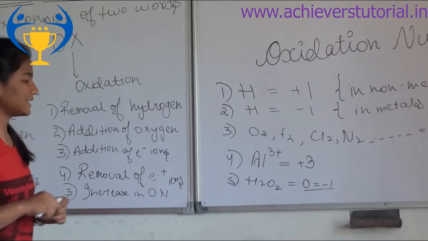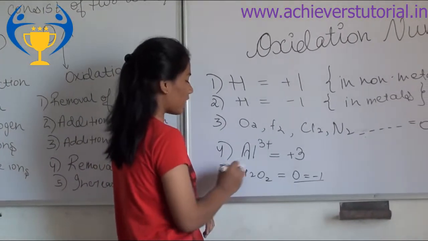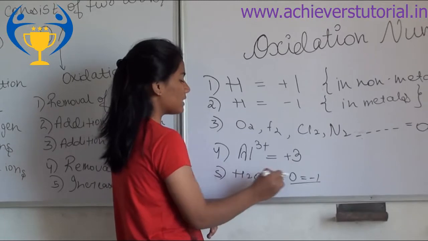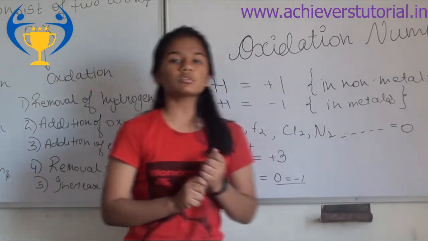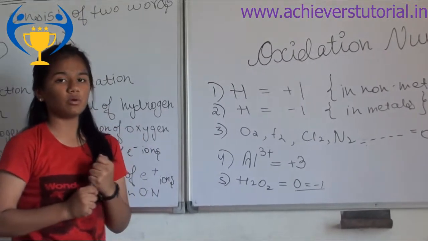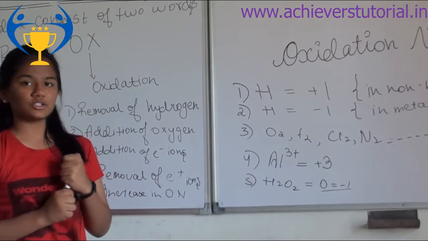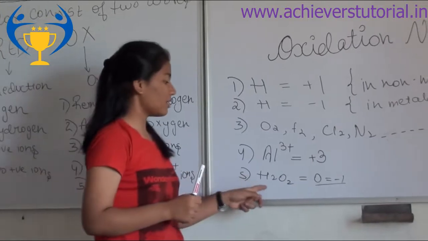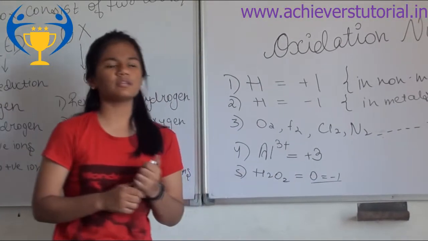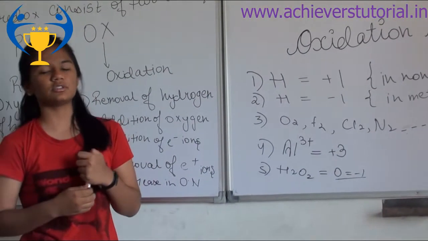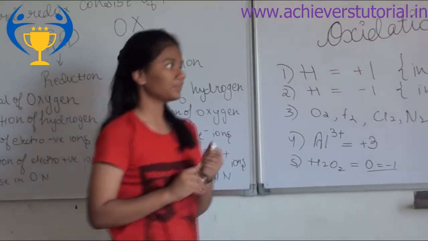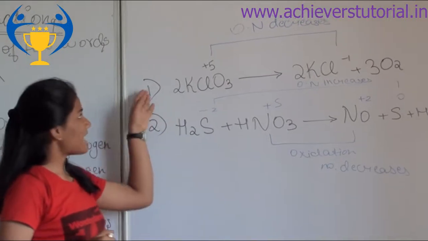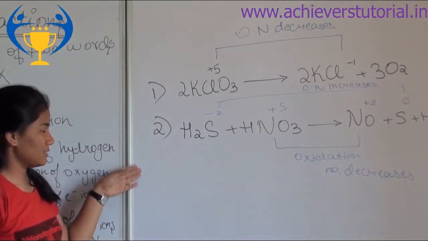But there is one exception. In the case of H2O2, O does not have the oxidation number -2. In most of the compounds, oxygen has the oxidation number -2. But here the oxidation number is -1, and in superoxide and peroxide, the oxidation number of oxygen is calculated as -1/2 and -1. There are two examples for redox reactions.